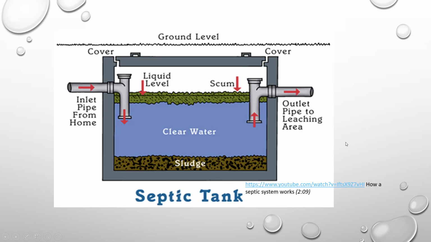A septic tank works pretty simply. There's an inlet pipe from your home, clear water in the middle, the sludge is on the bottom. This is the organic material on the bottom. There's a liquid level right here. Scum sits at the top, and then that clear water can be outletted into the leaching area. Obviously, you have to have ventilation here so that you can allow for oxygen to flow in and out. But this is the basic way that a septic tank works.